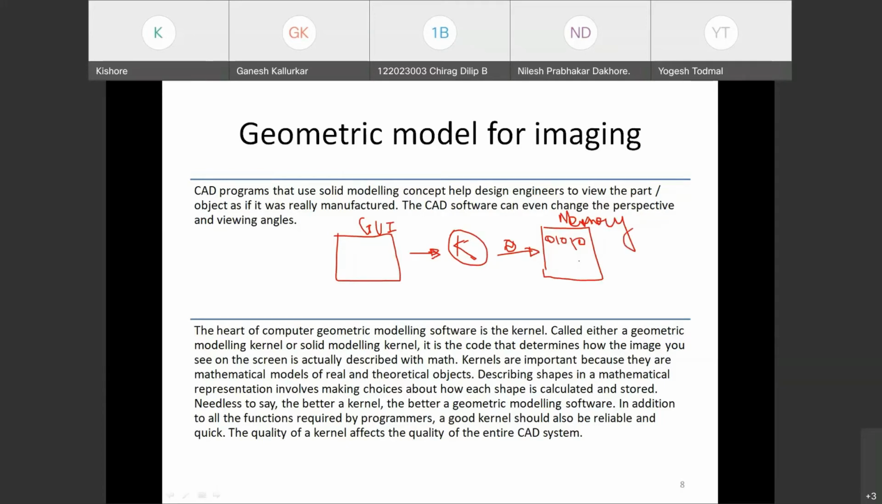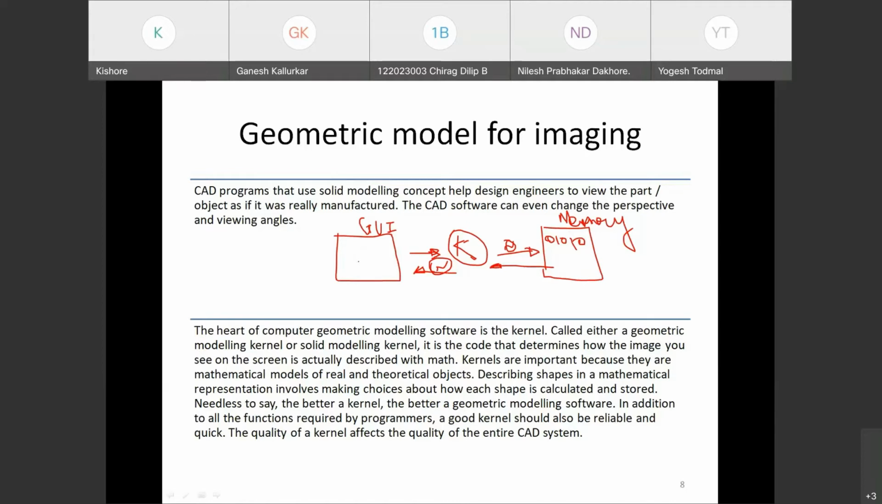Now let's say you have made the changes and you have saved it. This binary form of representation is available in the memory. Now let's say you want to retrieve it: you close the software, you open it again, and then you open the file. What happens? The memory passes the information to the kernel, then the kernel again uses various algorithms to convert that information, and it is then made available to view on the graphical user interface.